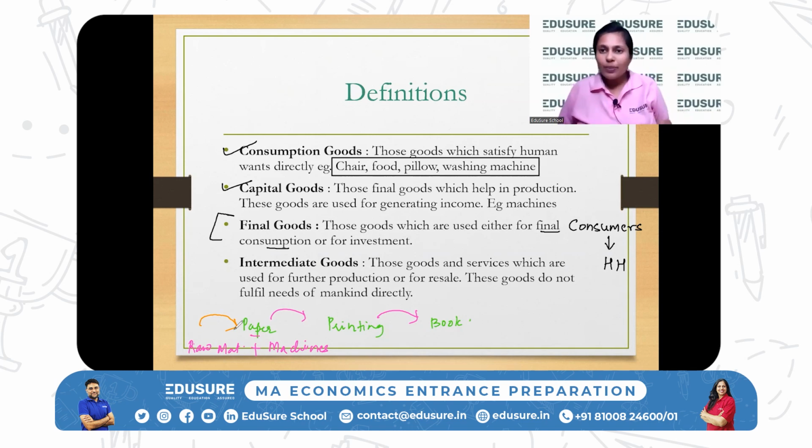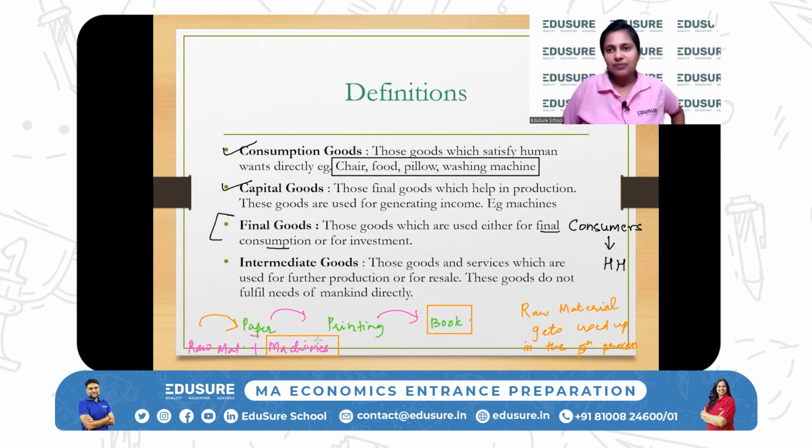So all raw material is used up in the production process. Fine. So raw material gets used up in the production process. Everybody's okay with this? Raw material gets used up in the production process. What doesn't get used up immediately is machines. So finally, if you see in the economy, what is there? The book is there and the machines are there.